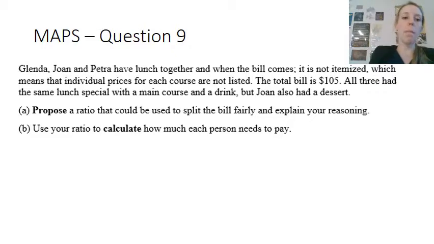Okay, now we're on to our maths questions. So these questions are a little bit harder. So Glenda, Joan and Petra have lunch together, and when the bill comes, it is not itemised. So that means they can't tell how much each item costs.